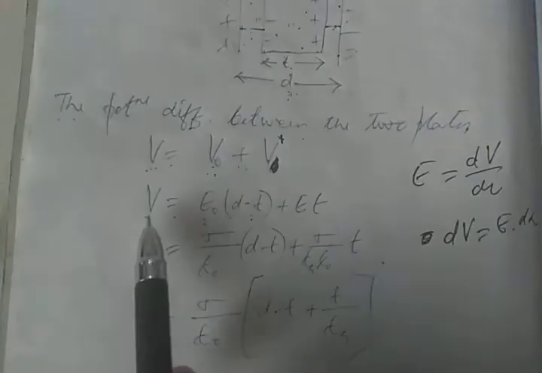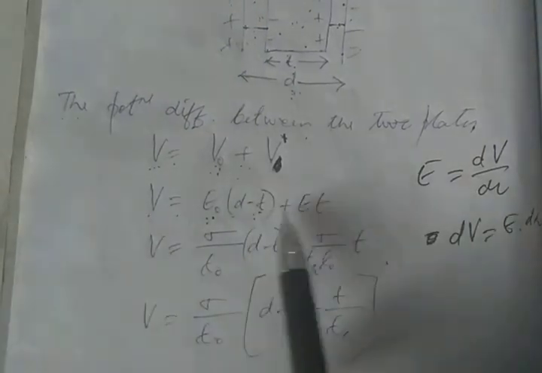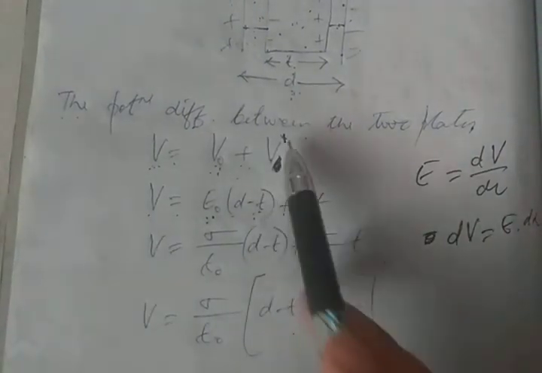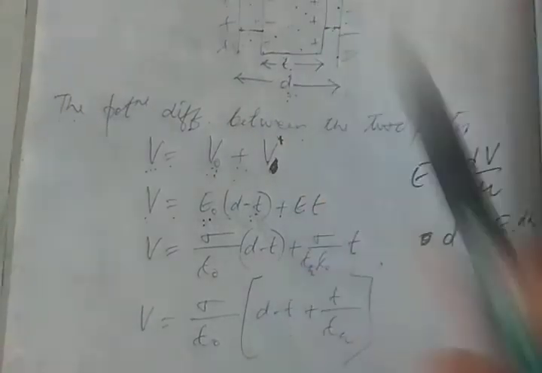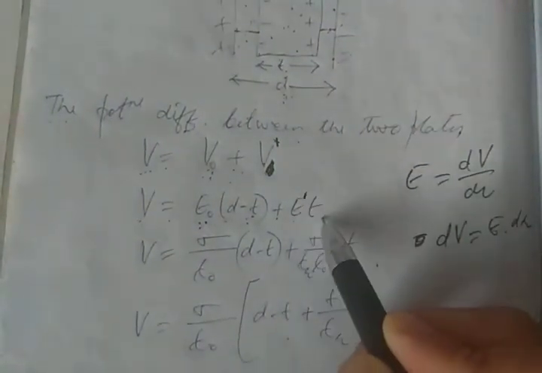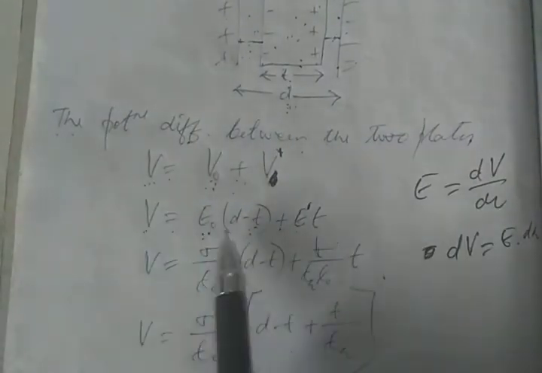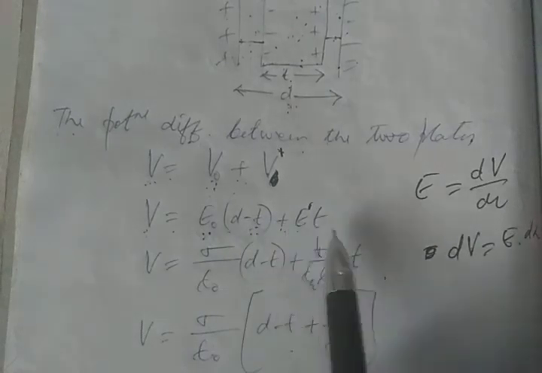So the potential in free space V0 will be E0, that is the electric field in free space, multiplied by the thickness of free space, plus V dash. V dash is the potential in the dielectric substance, so it is E dash into T, where T is the thickness of the dielectric substance. All right, so remember, potential difference is E0 into D minus T plus E dash into T.